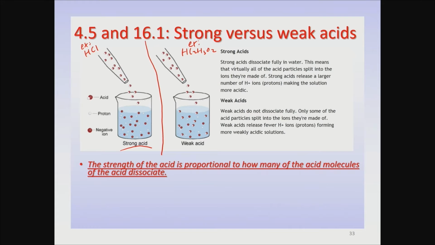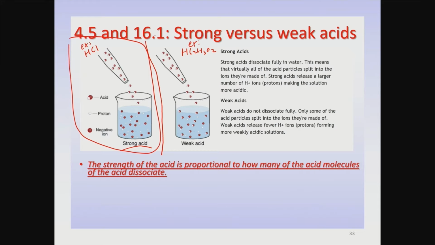So what is the difference between a strong acid and a weak acid? It has to do with the number of acid molecules that are able to dissociate in water. So let's look at the example of the strong acid here. Let's say you have 1,000 HCl molecules. When they go in the water, all 1,000 HCl molecules will dissociate, meaning 1,000 hydrogen ions will break off, stick onto 1,000 water molecules to form 1,000 hydronium ions and 1,000 chloride ions. So with strong acids, they all completely dissociate.